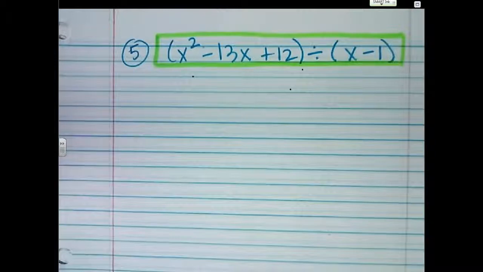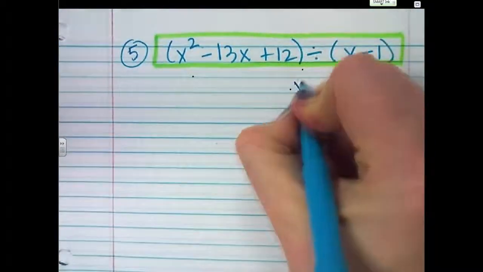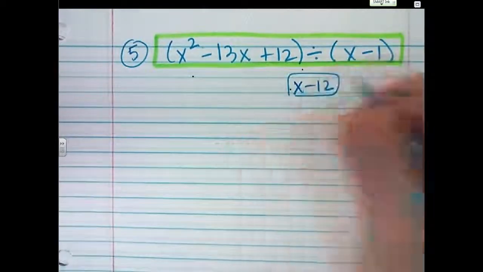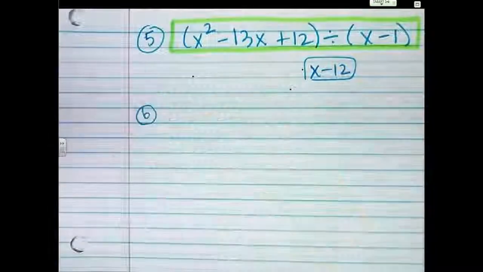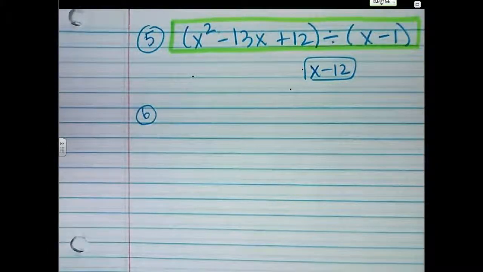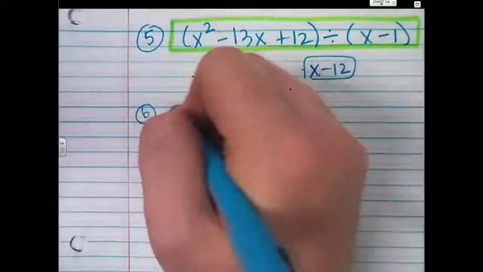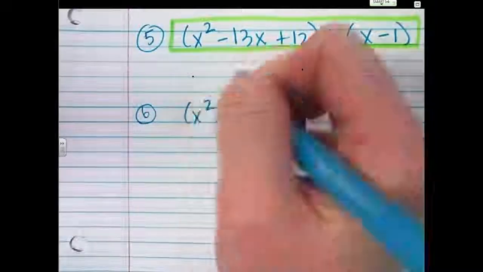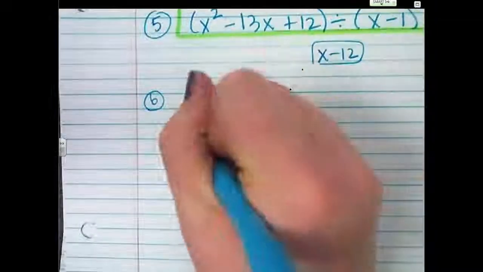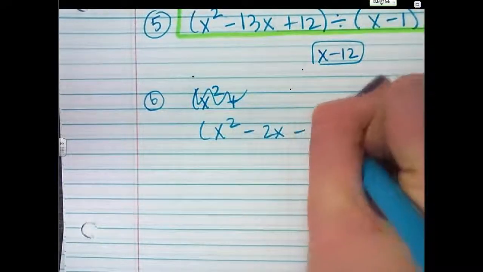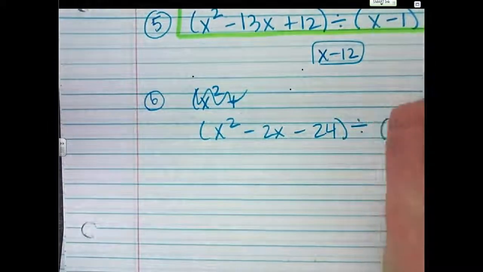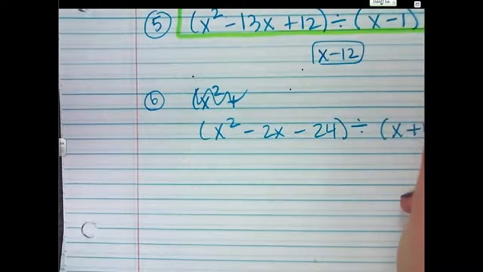Questions on that one? You should get x minus 12. I think most of you got it. X minus 12. Okay, so I want you to do one more, and once you show me your answer, I'm going to give you your take-home quiz to start working on. So last one of these, oh, that's not it. Sorry. X squared minus 2x minus 24 divided by x plus 4.